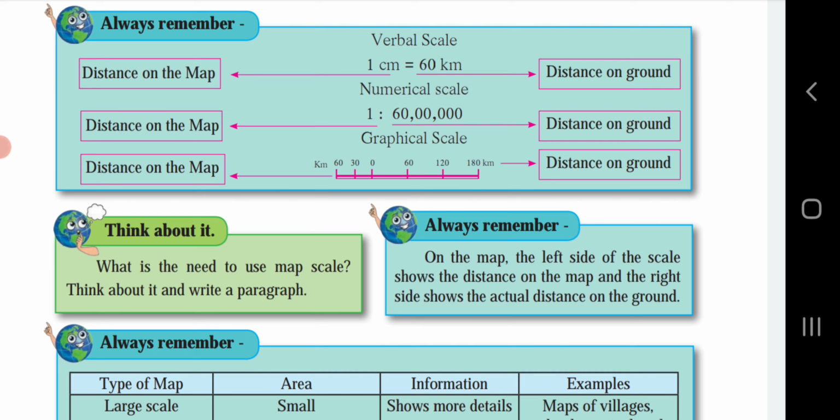Distance on the map, according to numerical scale, 1:60 lakh, that is the distance on the ground. Distance on the map, graphical scale. Here, what is graphical, what is numerical, and what is verbal? From this you can come to know that in verbal, words like centimeter and kilometer are used. In numerical, only numbers are used. In graphical scale, a graph type is given, which is known as a graphical scale.